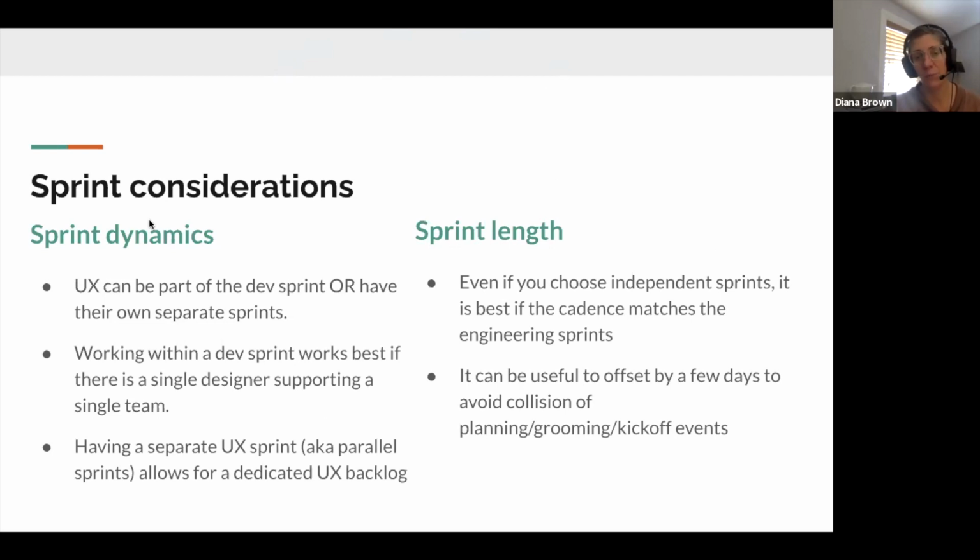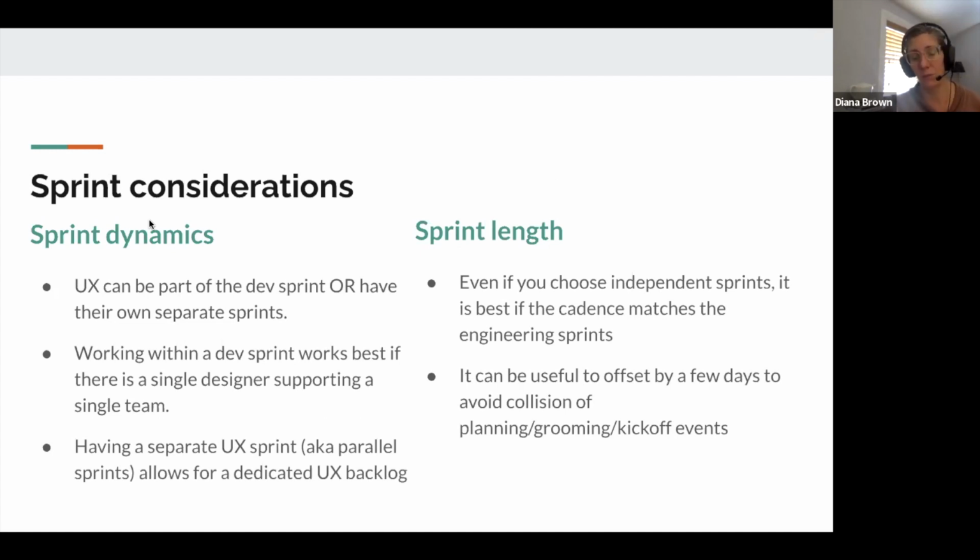Working within a dev sprint is the best idea if there's a single designer on that team and that's the only team that they support. Then it's easier to be in sync with them and you're just a member of that team doing work, whether it's in the same backlog or not. When you have your stand-ups, you can say what you're working on and people can see that.